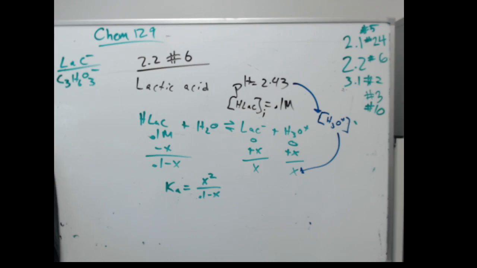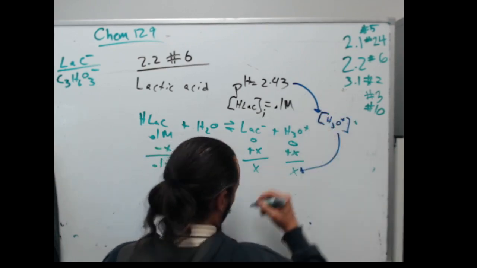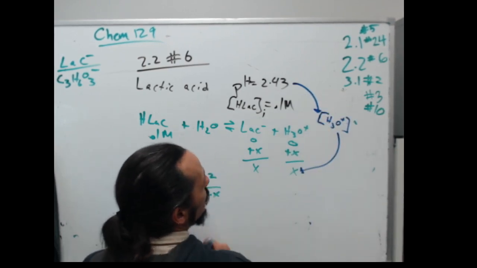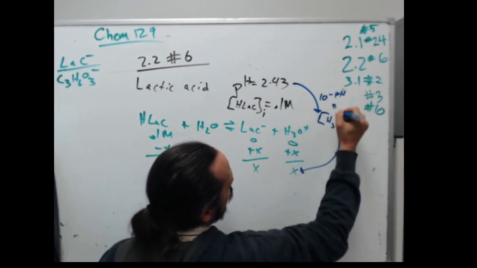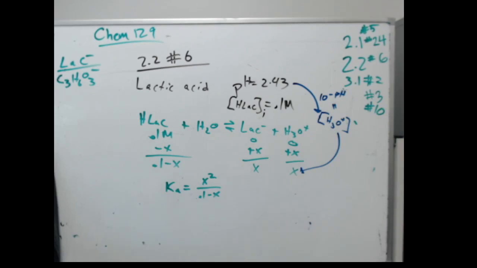Yeah. So to convert it to the H3O plus, you would have to do 10 to the negative pH? Yep. So this stuff up here would be 10 to the negative pH is equal to H3O plus. Precisely.